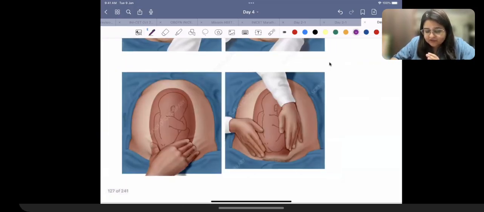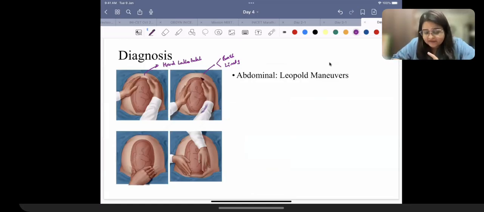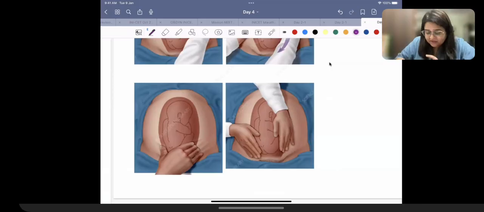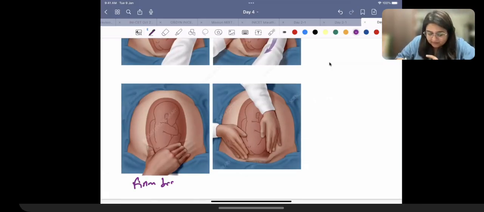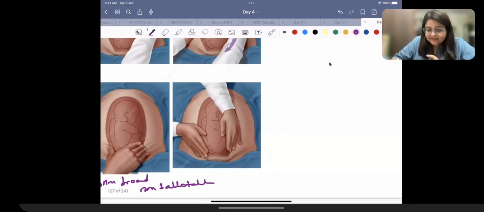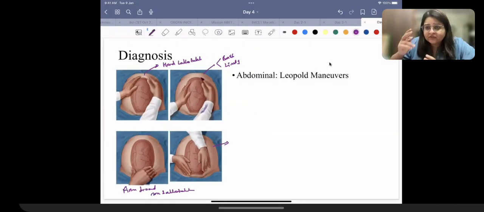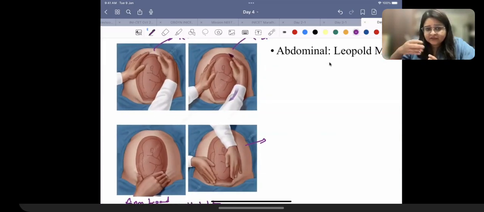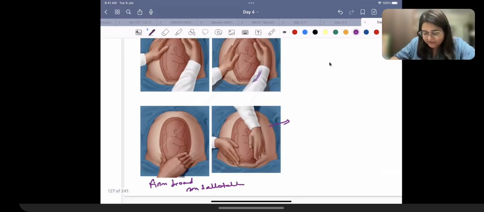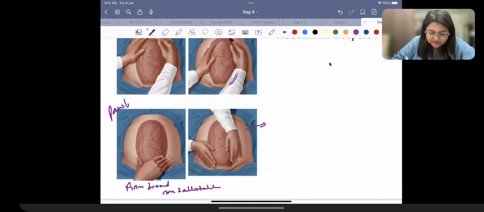If you do the third maneuver, this is the pelvic grip, first pelvic grip or the Pollock maneuver. What will you find here? You will find a firm, broad, non-ballotable structure. And on the second pelvic grip, what will happen? Depending on whether the breech has gone inside or not, your hands will approximate or not approximate. Yes, Jagdish, there are only two pelvic grips. We did it in yesterday's class. So you have the fundal grip, the lateral grip, the first pelvic grip, and the second pelvic grip. The first pelvic grip is also called the Pollock's grip.